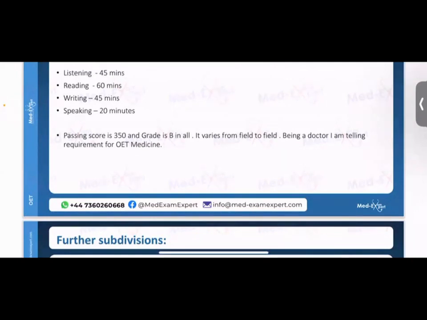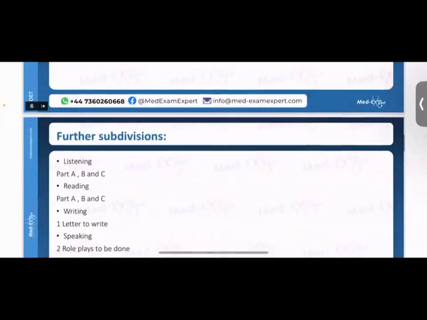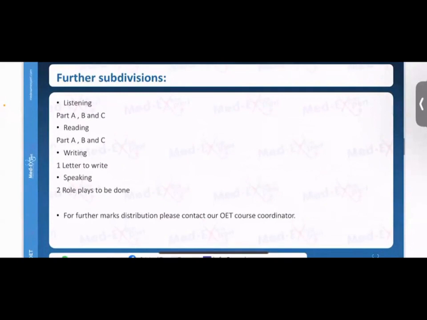It varies from field to field. Being a doctor, I'm telling the requirement for OET medicine. And further subdivision, I've already told you this thing, that further subdivision is what? Listening is part A, B, and C. Reading is part A, B, and C. Writing is one letter to write. Speaking, two role plays to be done.